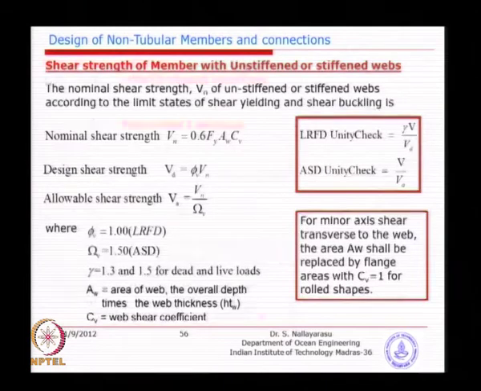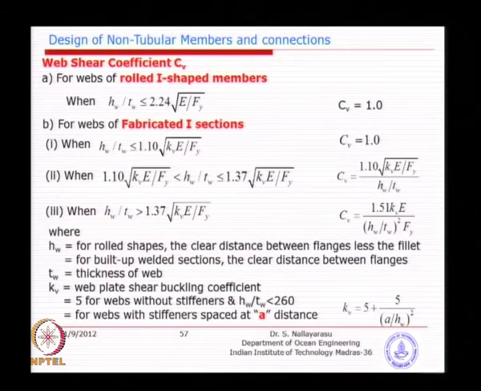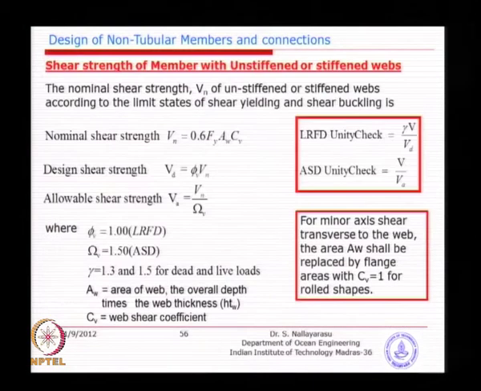So, shear capacity calculation is quite simple; it is not as complicated as bending, and once you know the loading, you can calculate the unity check, the load divided by capacity. Here, it is the load multiplied by the load factor divided by the design capacity.